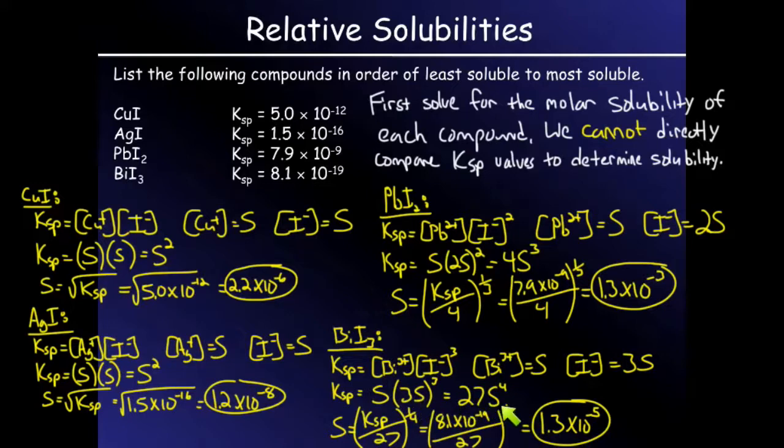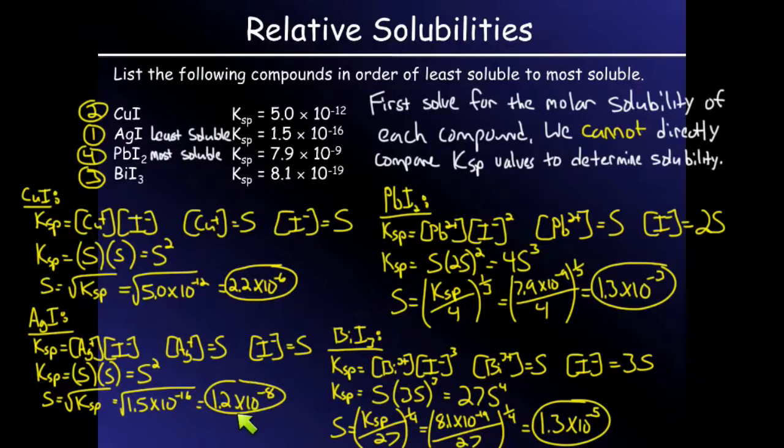So we get 27s to the 4th. S is equal to KSP now divided by 27. You take the 4th root of that, and we have our molar solubility. So now we can directly compare molar solubilities to determine the one that is least soluble and the one that is most soluble.